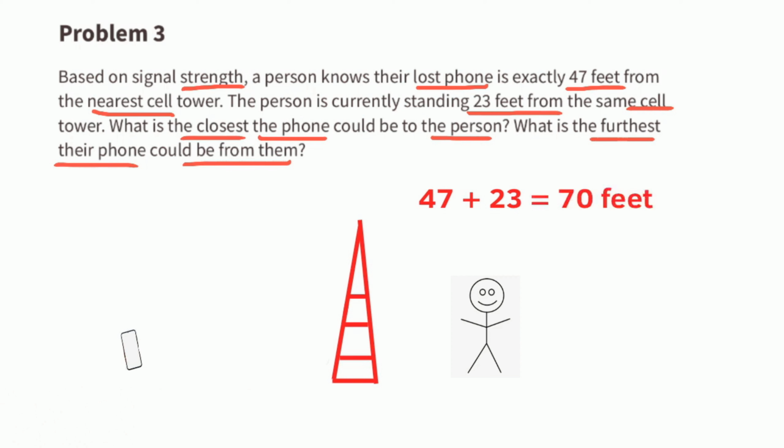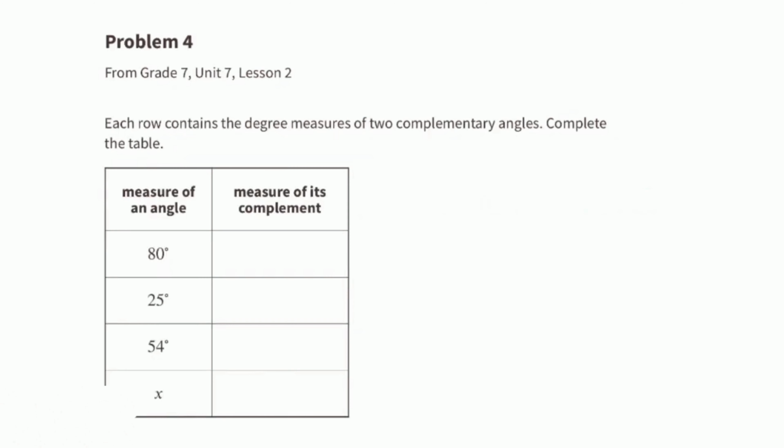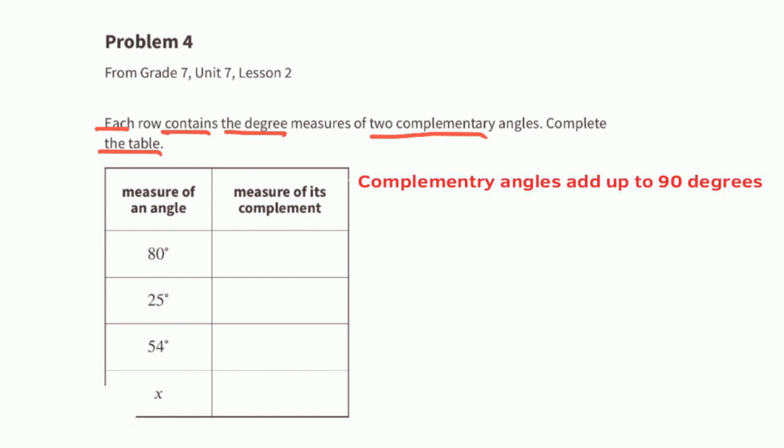Since 47 plus 23 equals 70, we know that the furthest the phone can be from that person is 70 feet. Problem number 4. From 7th grade, Unit 7, Lesson 2. Each row contains the degree measures of 2 complementary angles. Complete the table. Complementary angles add up to 90 degrees.